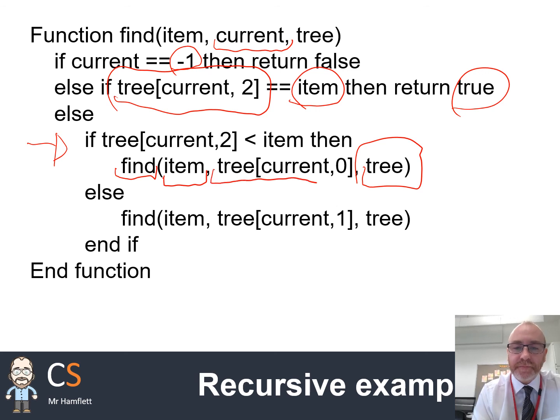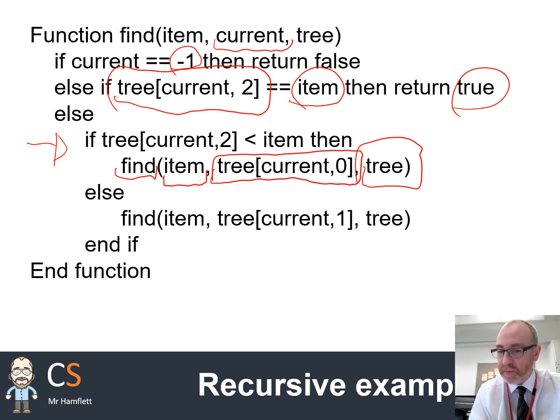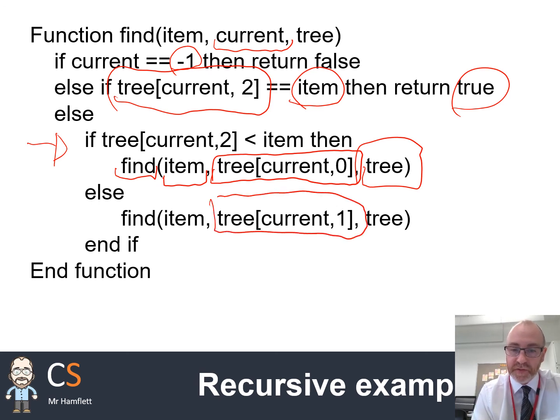Then notice this is the same as we had before. So remember, we're making start equal tree current 0, the left node. Okay, this time we're just passing it through as the parameter. Okay, and the same thing happens here. So if it's bigger, we just do that. So that's the recursive version of this, okay?